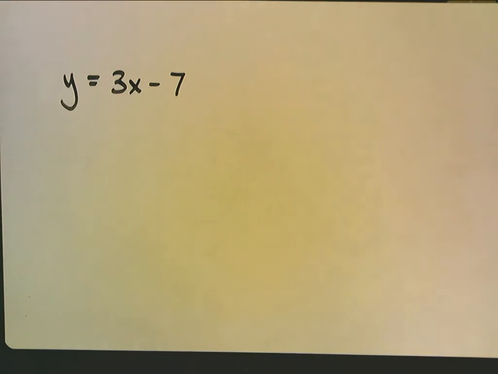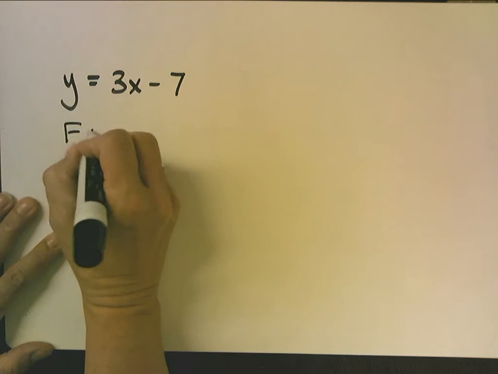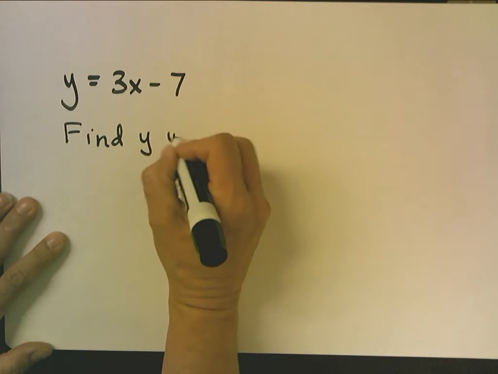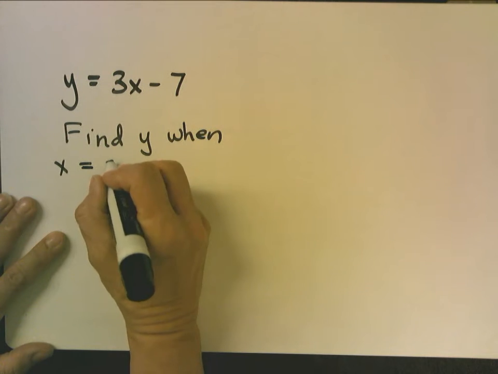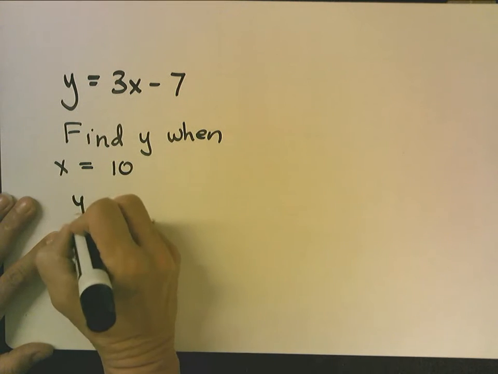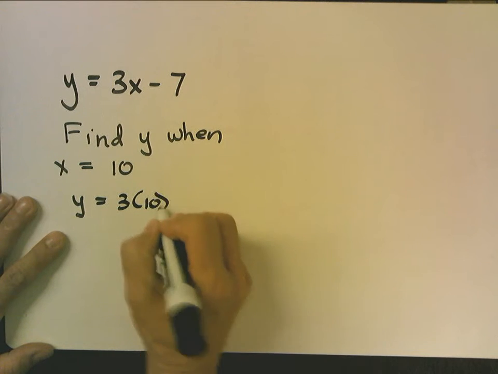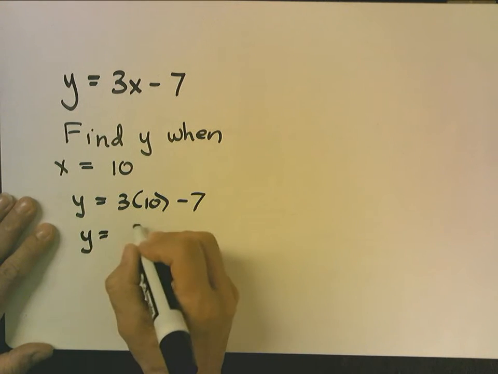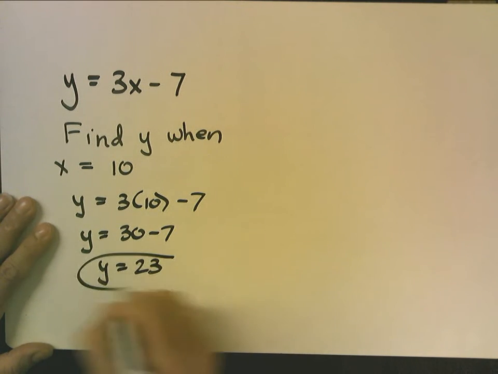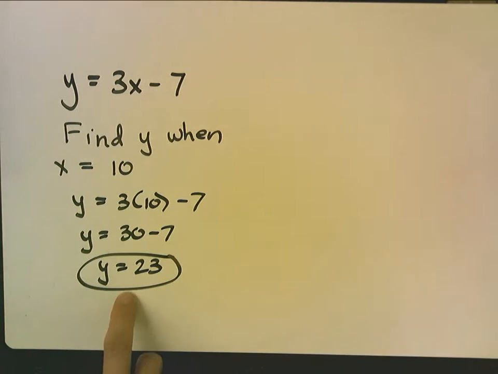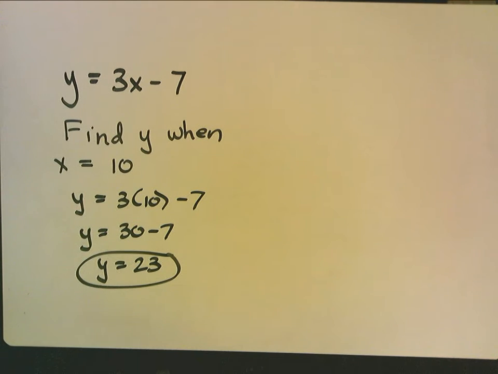Now, if I said to you, find y when x equals 10, you would say y equals 3 times 10 minus 7, or y equals 30 minus 7, y equals 23. Now, when you look at this answer, y equals 23, is it really obvious what x was? And the answer is no. You have to look back to see what x was. So this is one way of writing the equation.